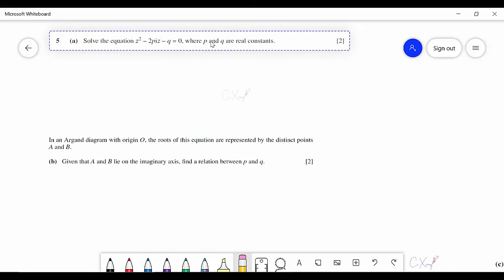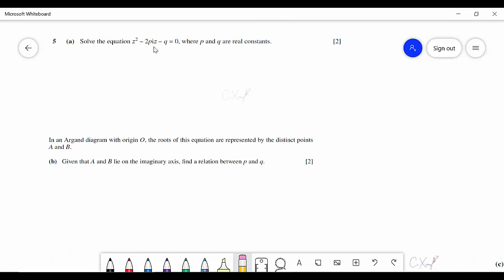So generally, this is a quadratic equation, but because of the coefficient involved, the i, we cannot factorize it to solve it. To solve this equation, the only thing that we can do is use the quadratic formula, which is negative b, so the b here will be 2pi, plus minus square root b squared, so the b squared will be (2pi) squared, minus 4ac, and divided by 2a.